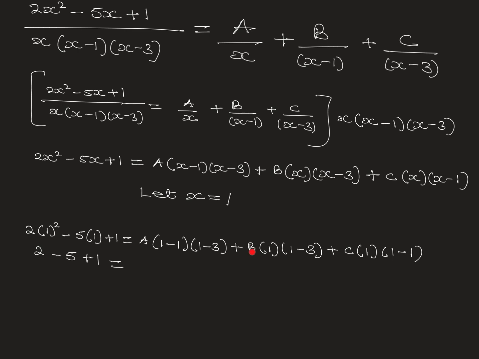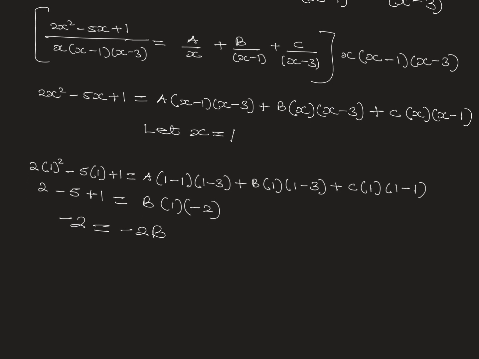Then we move on. For this expression here, 1 minus 3 is minus 2. So that is going to be b into 1 multiplied by minus 2. So the expression here is also 0 because 1 minus 1 is 0. So 0 multiplied by any other thing will give us 0. So it means we can just forget about it. So what are we going to have? 2 minus 5 plus 1 is minus 2. So this is going to be equal to 1 times minus 2 is minus 2. So that will be minus 2b.